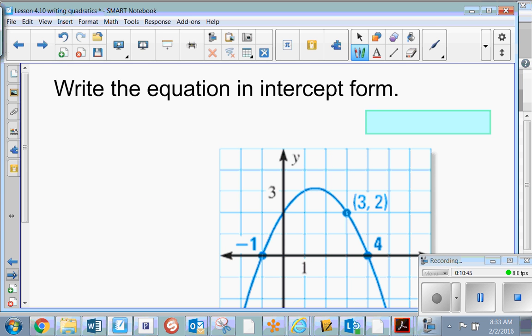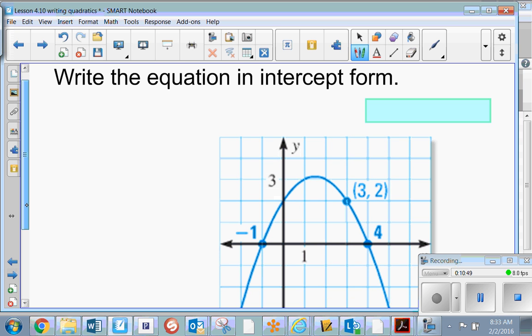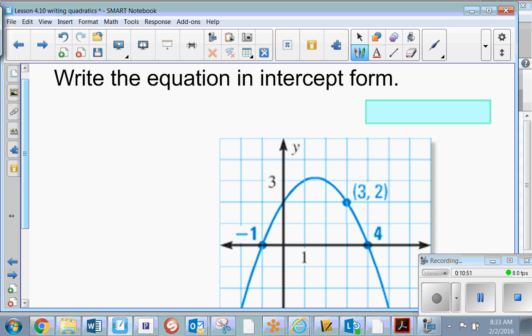Okay, let's try a different type. This one says to write in intercept form. Wait a minute, what is intercept form? Good. So that's another name for factored form. So don't let that confuse you. Whenever you see intercept form, you should have on your foldable, make sure you have both of those listed for that type. I'm just talking about depending on the publisher of the book. Those could be the same thing.